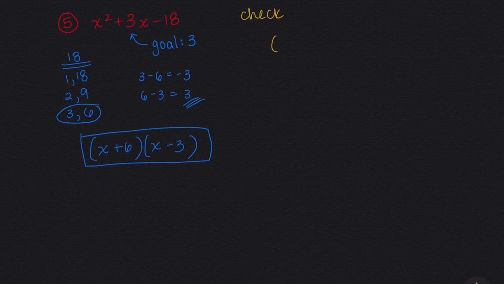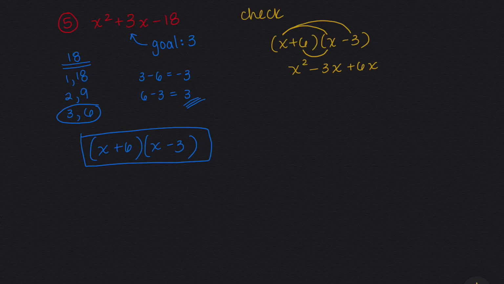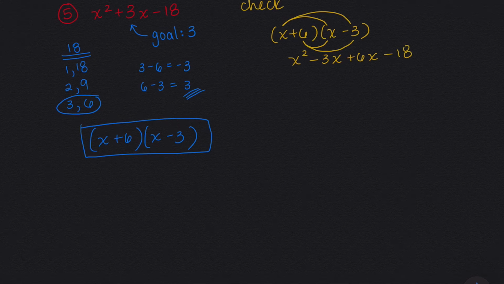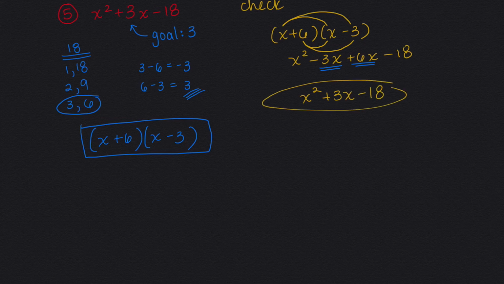We'll check by FOILing x plus 6 times x minus 3. And we have x times x, which is x squared. Now x times negative 3, that's negative 3x. 6 times x, that's a positive 6x. And then 6 times negative 3, that's a negative 18. We've got those like terms in the middle, there they are. When we combine them, we get x squared plus 3x minus 18. And that is exactly our original, so we factored correctly.